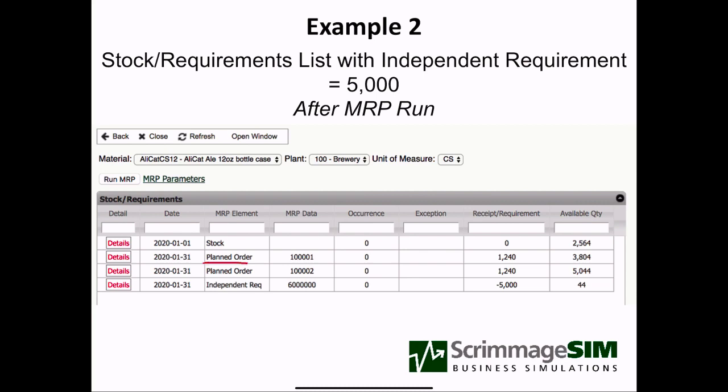MRP will create two planned orders on exactly the same date for 1,240 cases, which will bring our total inventory to 5,044. That's enough to meet the demand on that date based on what's input as the independent requirement, leaving an inventory balance of 44 units. The FX lot sizing procedure creates one or more planned orders for the specified quantity until demand is met.